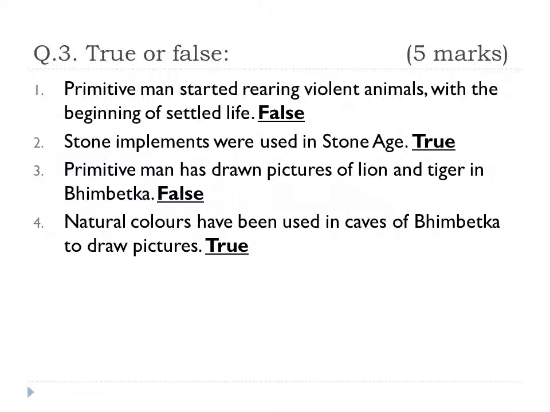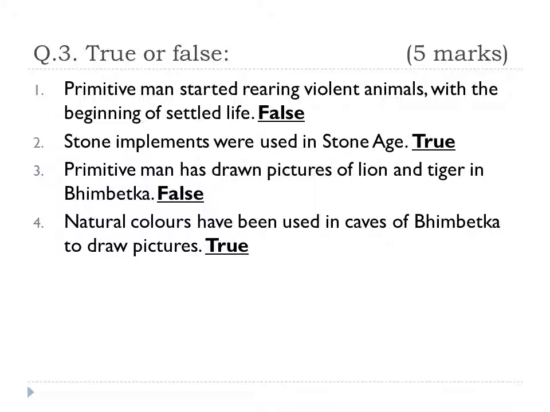Question 3 is state whether the following statements are true or false. Read these statements clearly. I like to twist the questions. Here, let's study what I already taught you. 1. Primitive men started rearing violent animals with the beginning of settled life. False. They started rearing domestic animals.